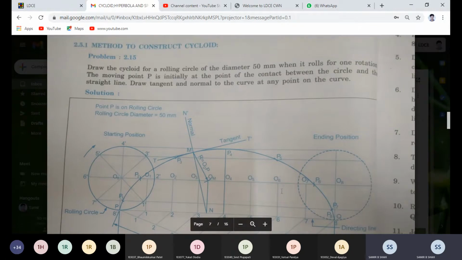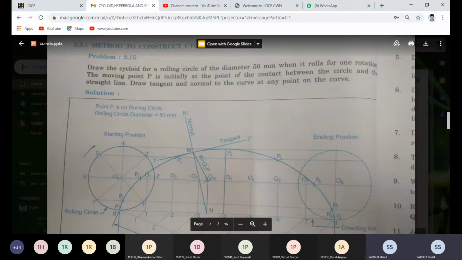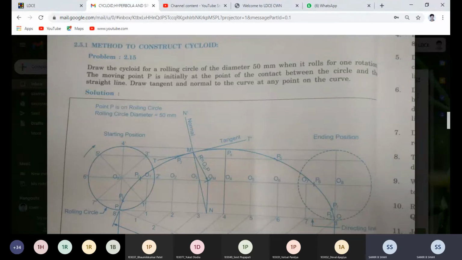So first, what do we have to do? Draw one circle where O0 is the center, with radius equal to 25 mm or diameter 50 mm. After that, this circle is going to roll completely, meaning whichever circle rolls is called the rolling circle.